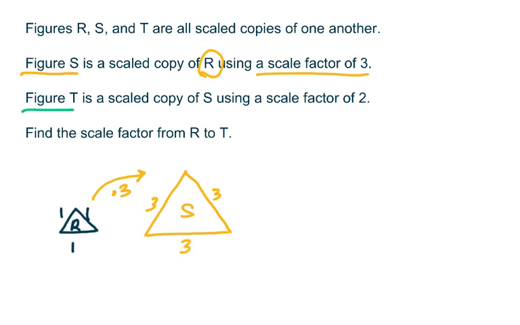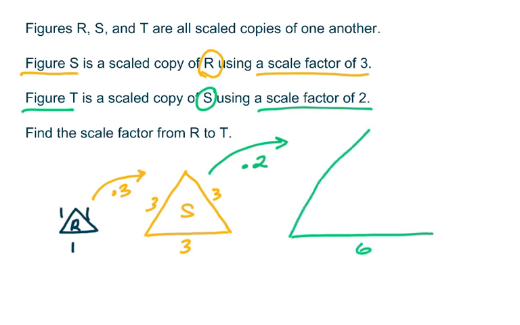For figure T, that's a scaled copy of S. So I'm going from S to T, and I'm using a scale factor of 2. 3 times 2 is 6, and I'll use that for each of the side lengths. So I have a triangle again. Side lengths are 6, and this is figure T.